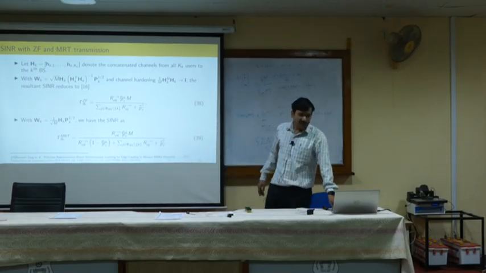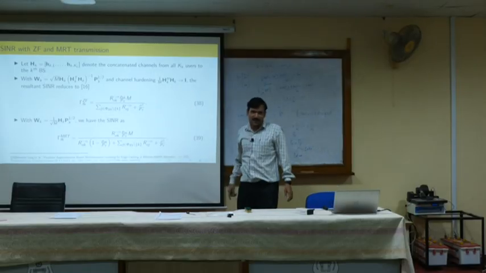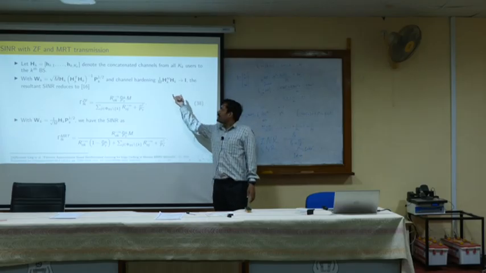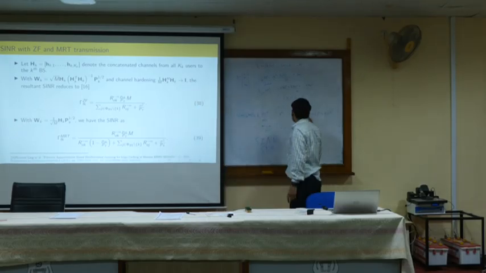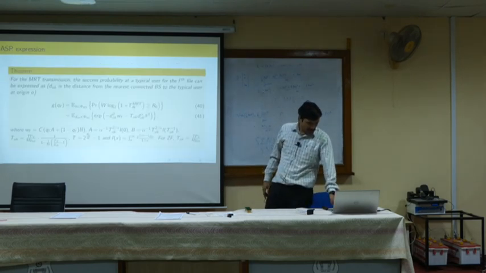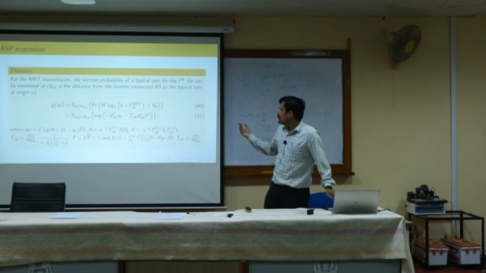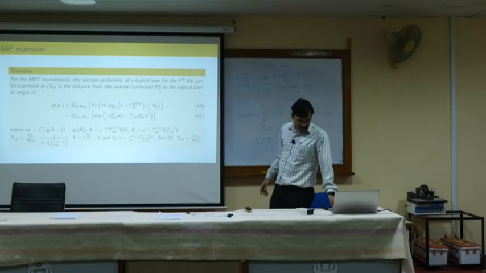Yeah, he's showing the channel hardening over there. Yeah, this is the channel hardening. If we have a multiple antenna receiver, we will have identity instead of one here. Okay. And this is the theorem to find out the success probability in terms of physical layer parameters.